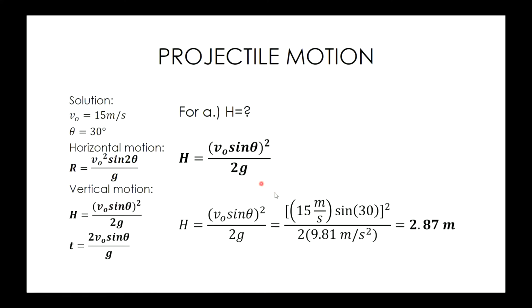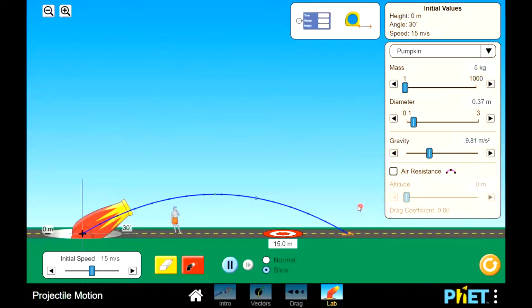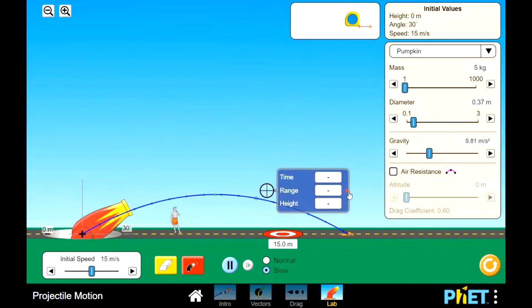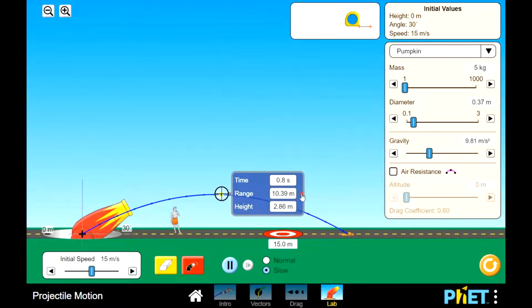Our VO is 15 meters per second. Our theta is 30. And then our G is constant, 9.81 meters per second squared. Again, dapat yung whole quantity or whole product of these two ay yung naka-square. So, it will give us the answer of 2.87 meters. So, from our simulator, i-check natin kung tama. So, that is the height. Puntahan natin yung kanyang apex. Ayan.